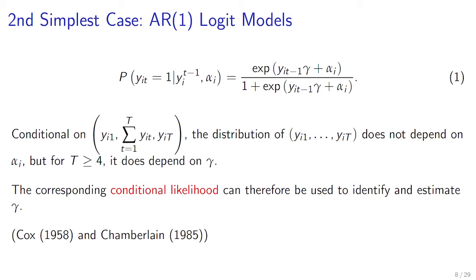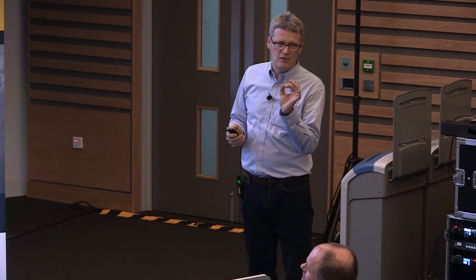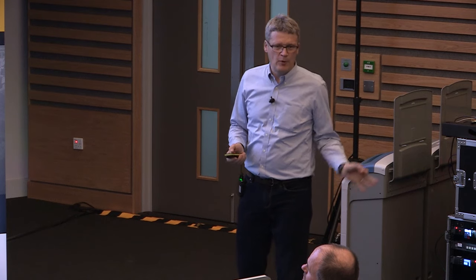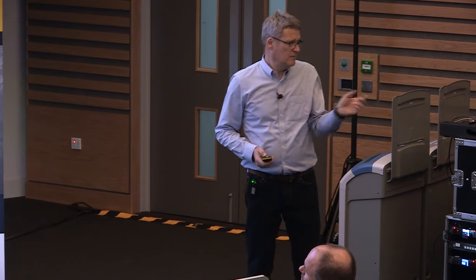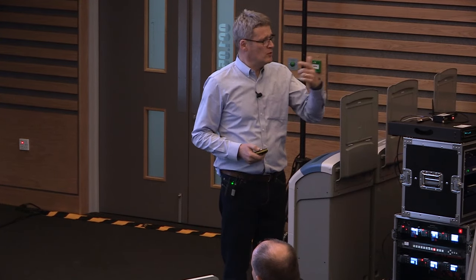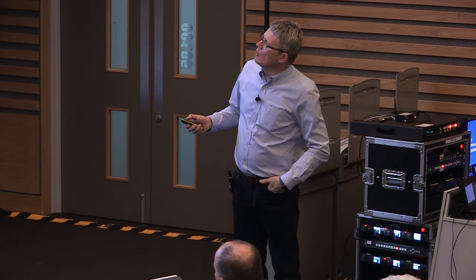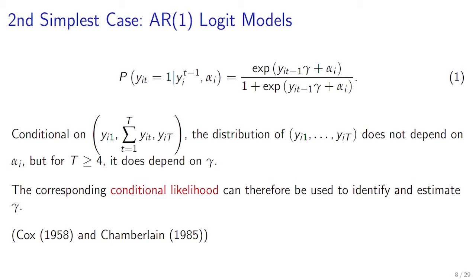It turns out that in that case, it's also possible to find a sufficient statistic for alpha. It's the first observation, the sum of the observations, and the last observation for a given individual. That's a sufficient statistic for alpha. So if you write down the conditional distribution of the data for a given individual, conditional on that, that distribution will not depend on alpha, but it will depend on gamma, at least for some sequences of the y's, and so you can use that to estimate gamma. Okay? So that's all great, and this actually goes back to an even older paper by Cox from '58. So this is all great.